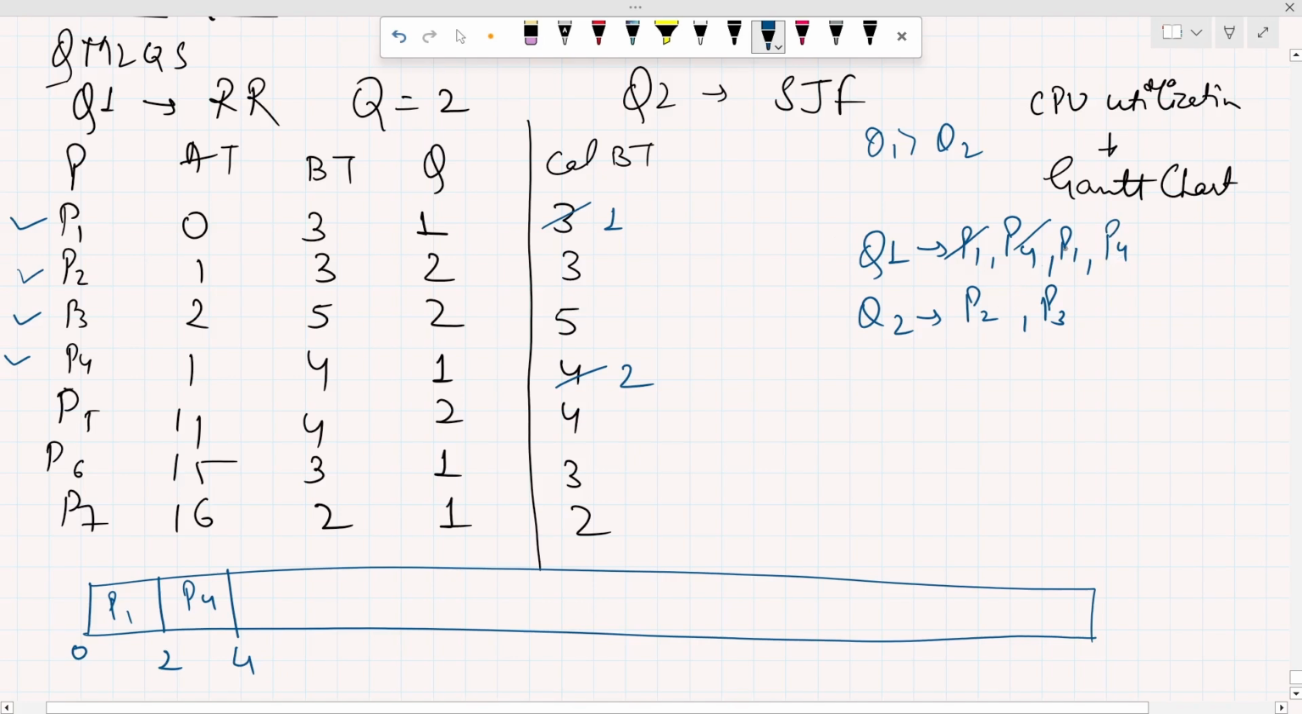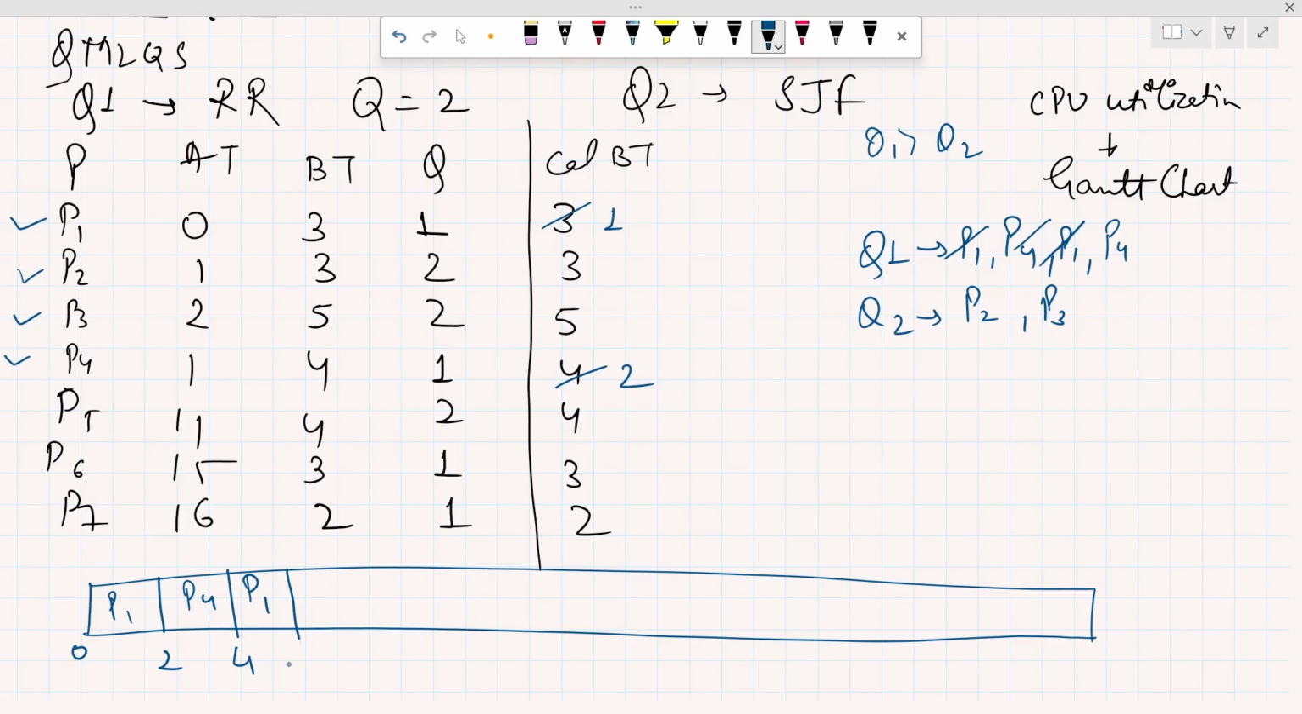After that, if there is a process available in Q1, the answer is yes, P1 is there. So we need to execute P1. Because there is no new process, we are not going to look at anything else. First of all, we have to complete Q1 and then Q2. If a new process is available, then we look at that process.